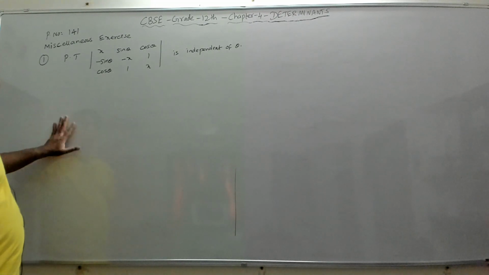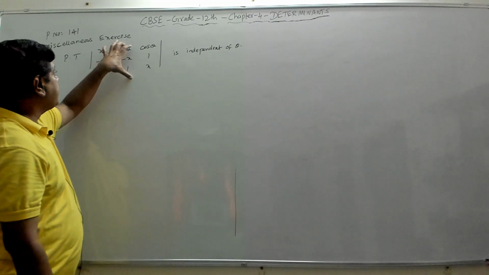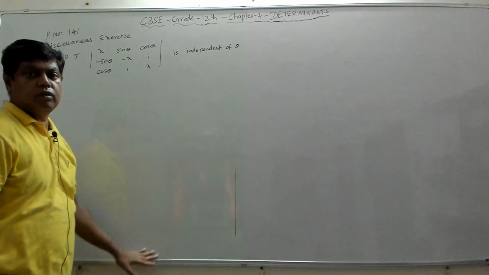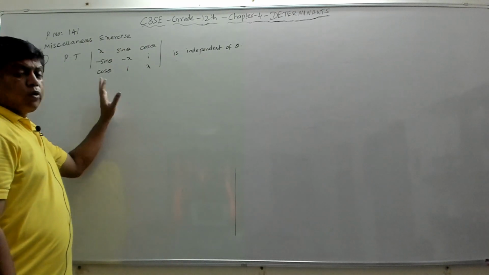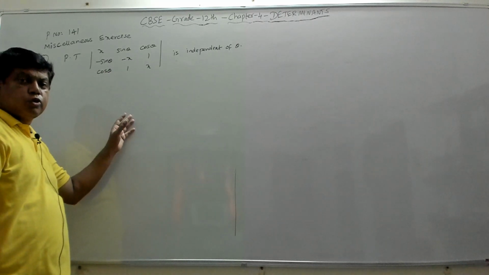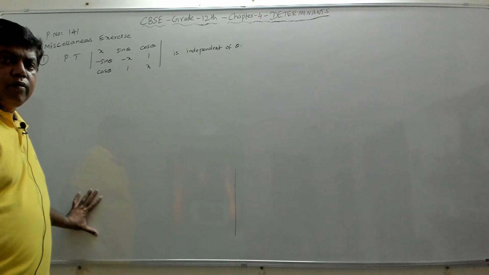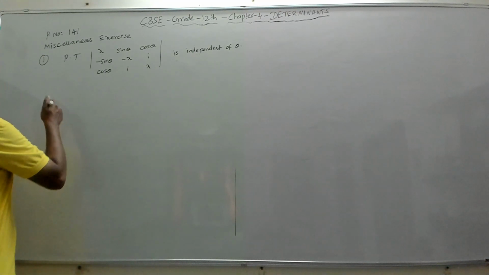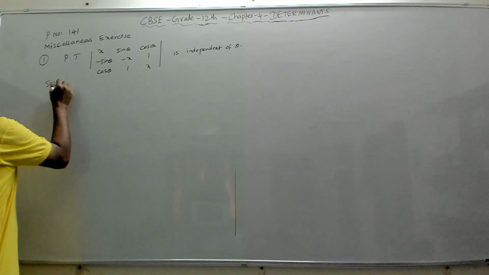First problem, we should prove that the value of this determinant is independent of theta, which means when we expand this determinant, we should get a value which does not have theta. Fine. So the solution is, we will try to expand this.